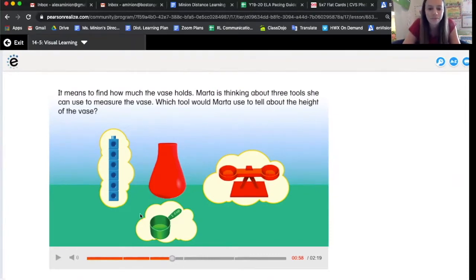This is a measuring cup. What do we use a measuring cup for? You can say we use a measuring cup to find... Yes, we use a measuring cup to find capacity. We could fill this with water and see how many measuring cups it takes to fill the vase. How many measuring cups of water we could fit in the vase to get the capacity.